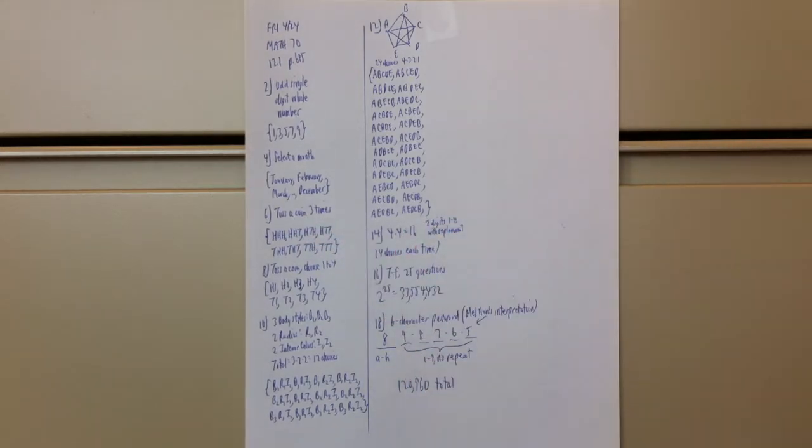Number 6, toss a coin 3 times. And there's 8 possibilities. We have talked about that kind of thing again, where if there's 2 choices, there's 2 choices for the first toss, either heads or tails. There's 2 choices for the second toss, heads or tails, and there's 2 choices for the third toss. So that's going to be 2 times 2 times 2, or 8 total possibilities.